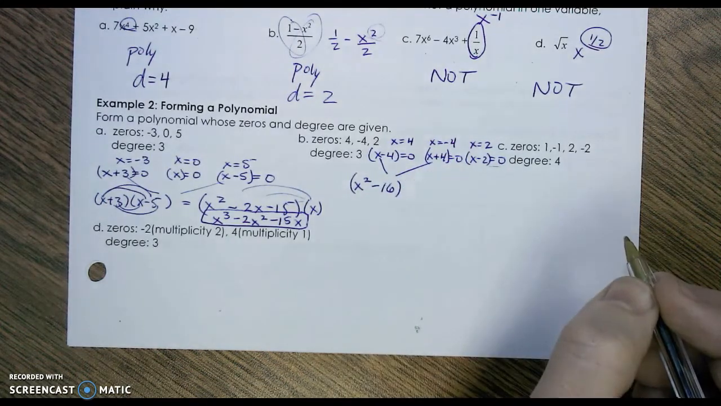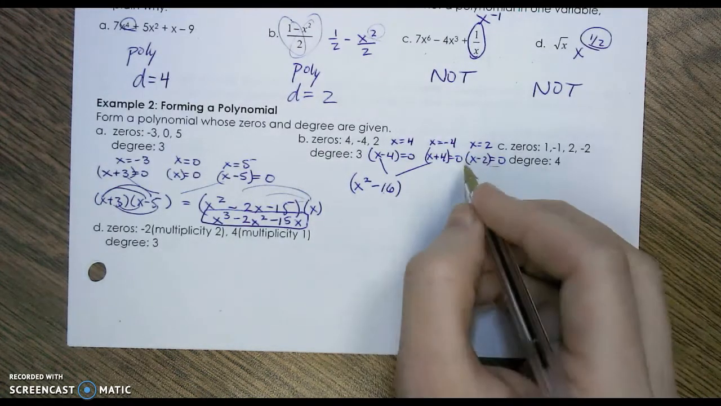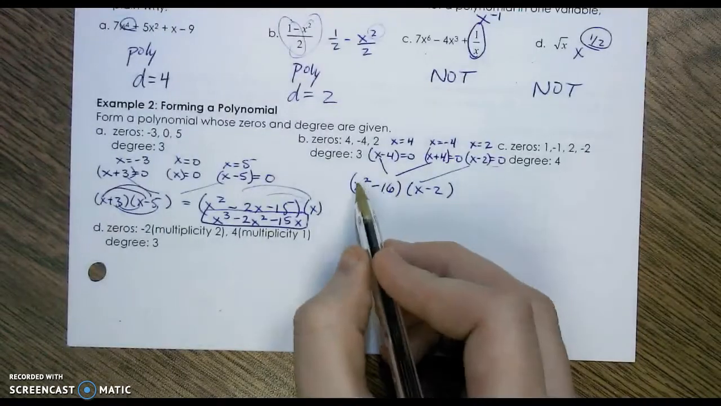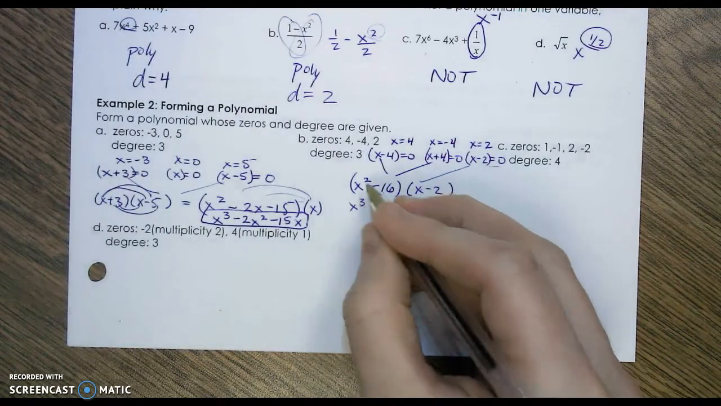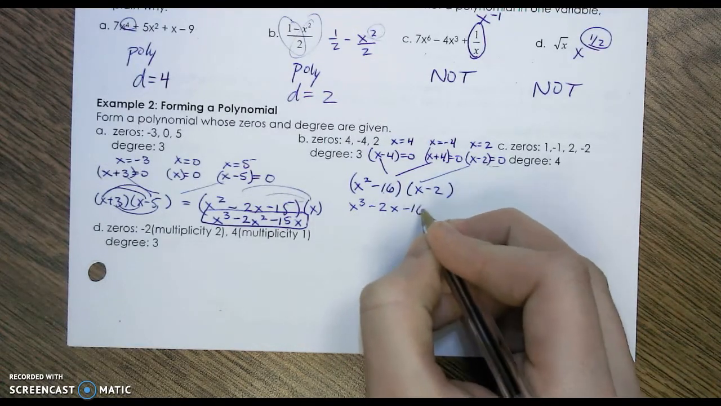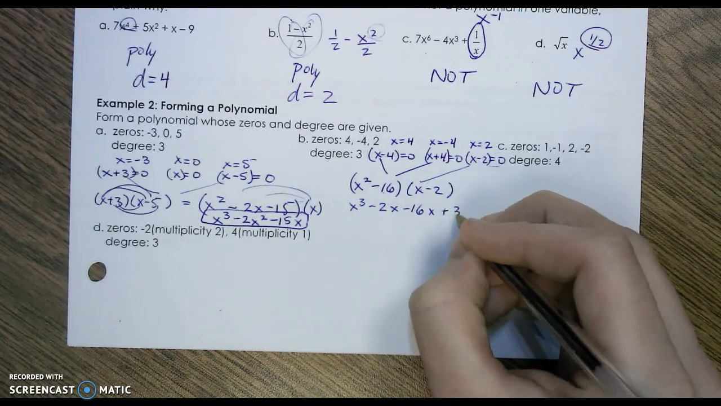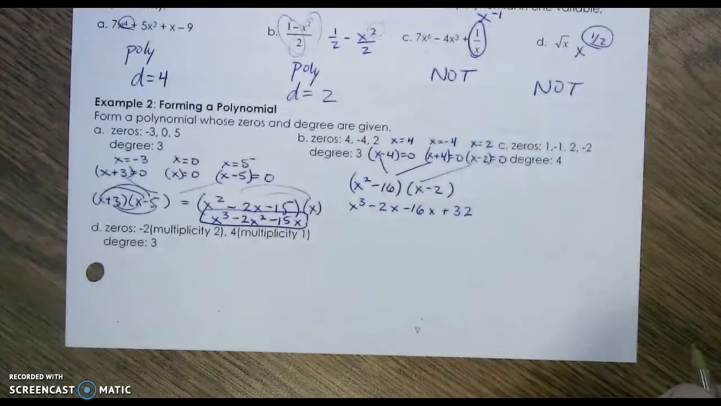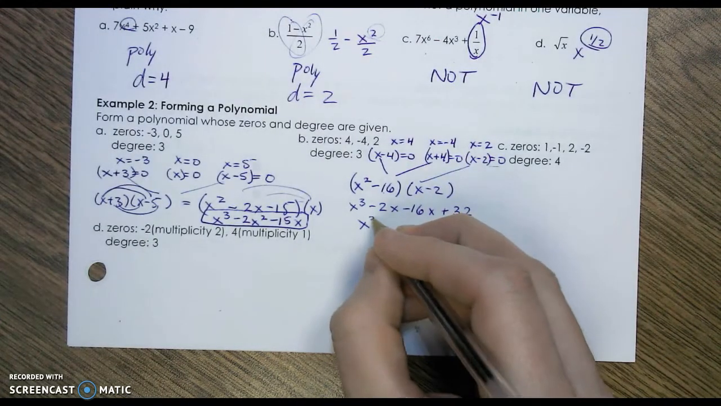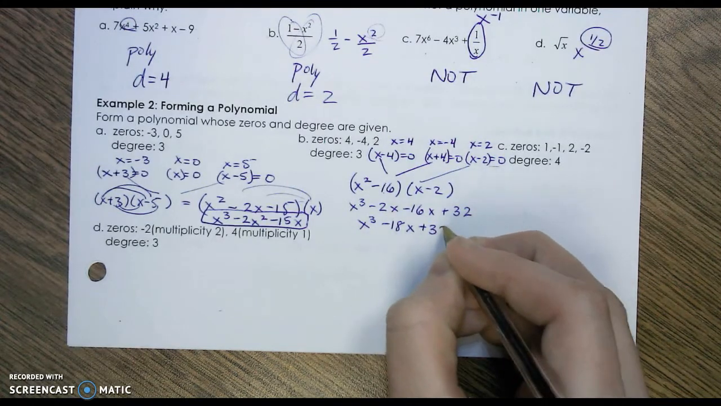And then we take this times the x minus 2. And so we would get x cubed minus 2x squared minus 16x and positive 32. And then we can combine like terms. So that would be x cubed minus 2x squared minus 16x plus 32.